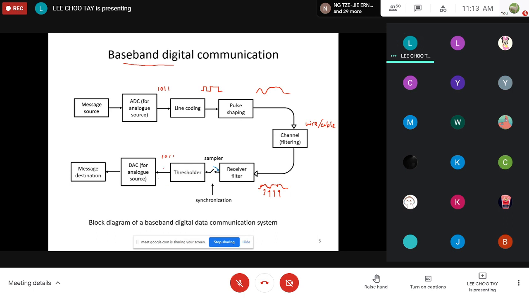information. Then if your destination is supposed to receive analog, this digital stream is converted into analog format. So that is a short description of the baseband digital data communication system. In this chapter, we're going to take a quick look at the ADC process. I believe you've learned this, so I'll just quickly run through it. Then we're going to spend more time looking at the line coding process, as well as the pulse shaping process.